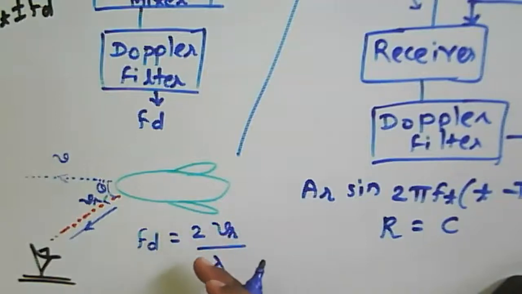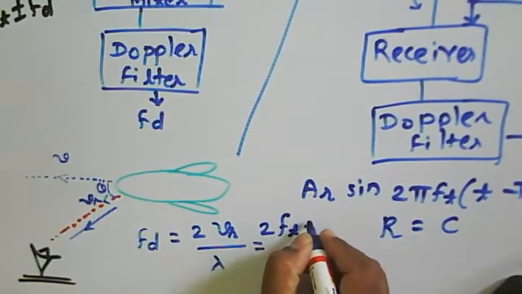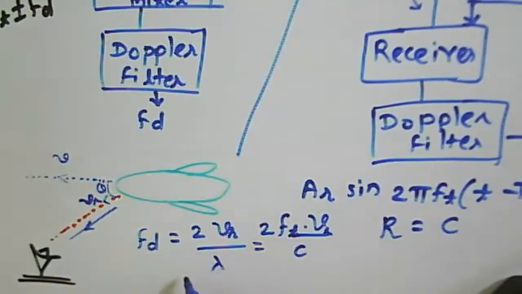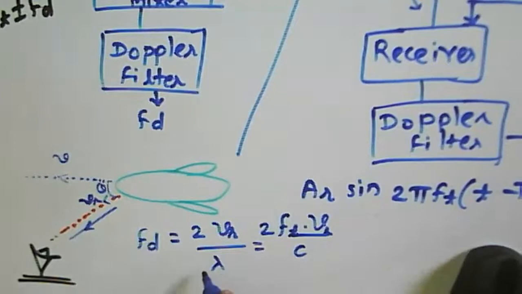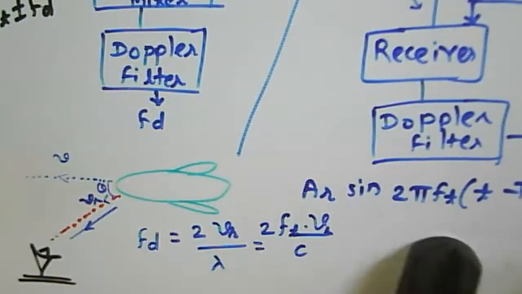Okay, now that lambda is nothing but what? We send a signal, and for this signal a shift occurs. So from this we can find out what the Doppler frequency shift will be. Or we can write it another way: we have the transmitting frequency signal, and the VR by C here. So we can write that lambda. We are just replacing the lambda with respect to the signal frequency we have. That is about the transmitting signal frequency. So we'll get the Doppler shift.